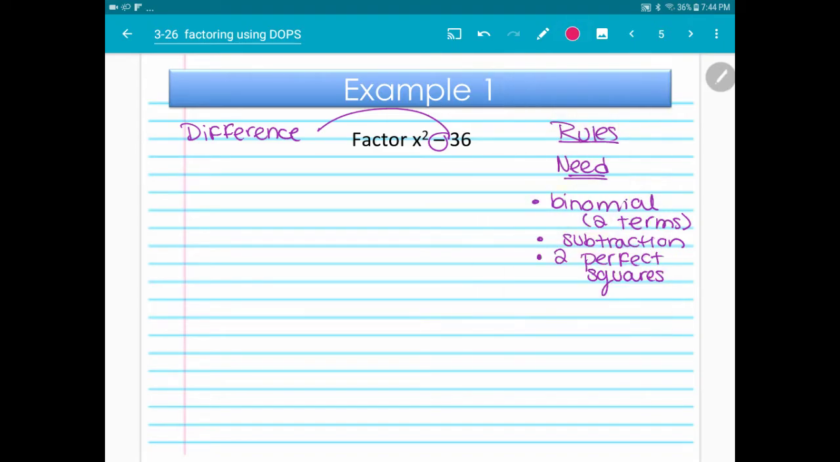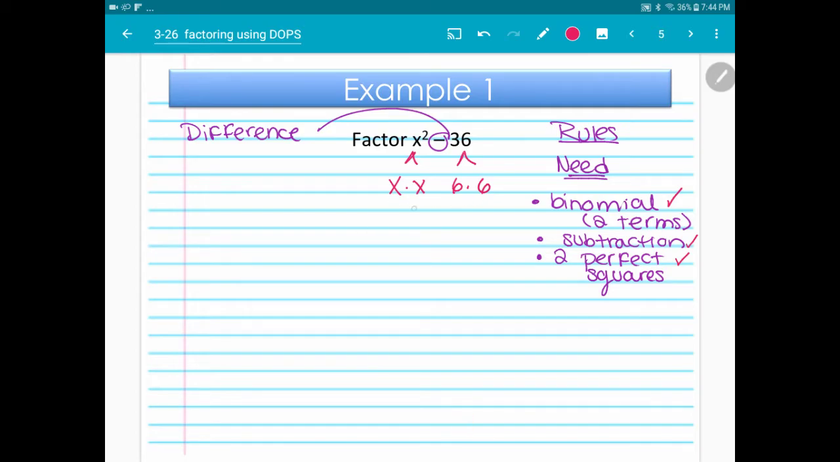So let's check it. So x squared is a perfect square because it multiplies with x and x. And 36 is a perfect square because it multiplies 6 times 6. So we have a binomial, check. We have subtraction in the middle, check. And we have 2 perfect squares, check. So we are good to go. So this is how DOPS works.